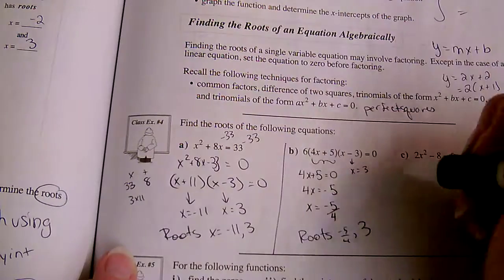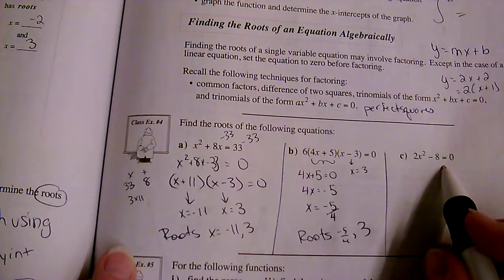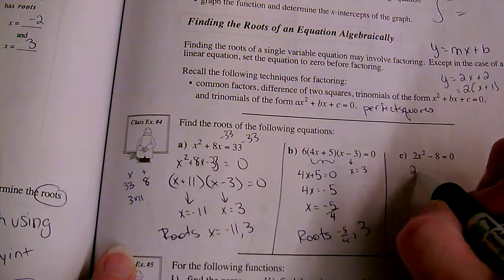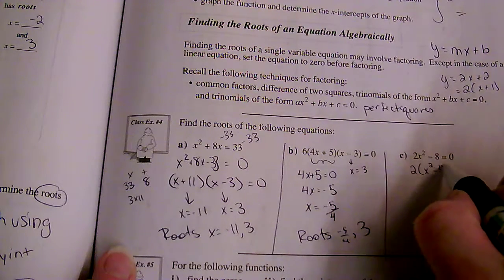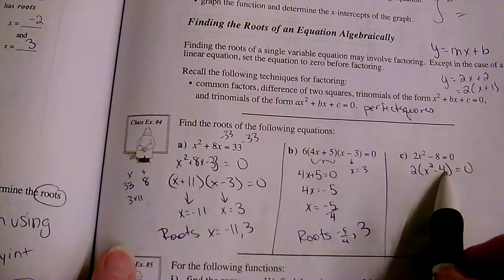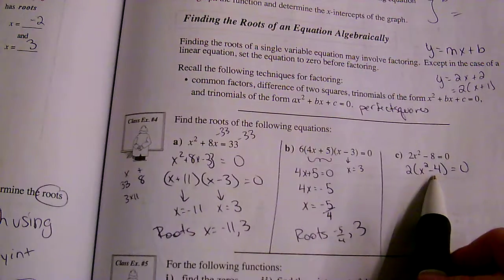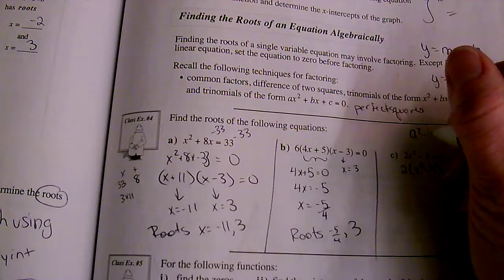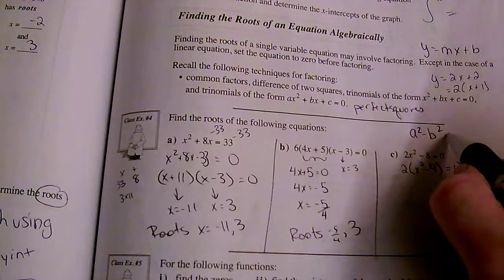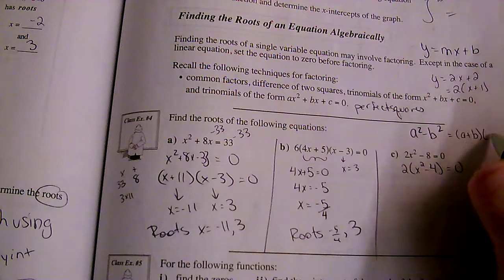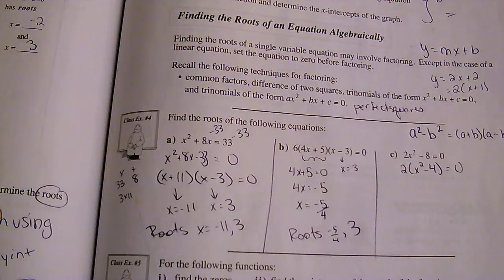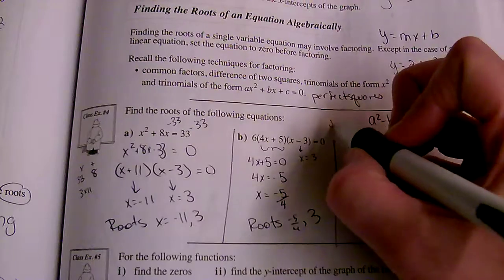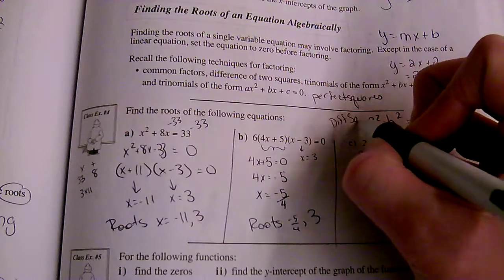Okay, and this one right here, I do see I have a common factor, so I'm going to take that 2 out. Okay, and hopefully this looks familiar to you. This is a difference of squares. So remember, when you've got a squared minus b squared, that's going to be equal to a plus b times a minus b. This'll keep coming up, so definitely difference of squares, something to commit to memory.